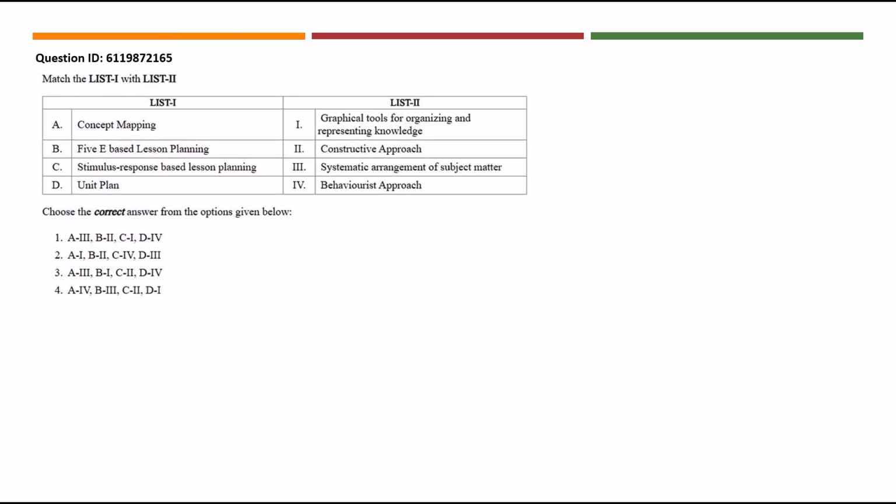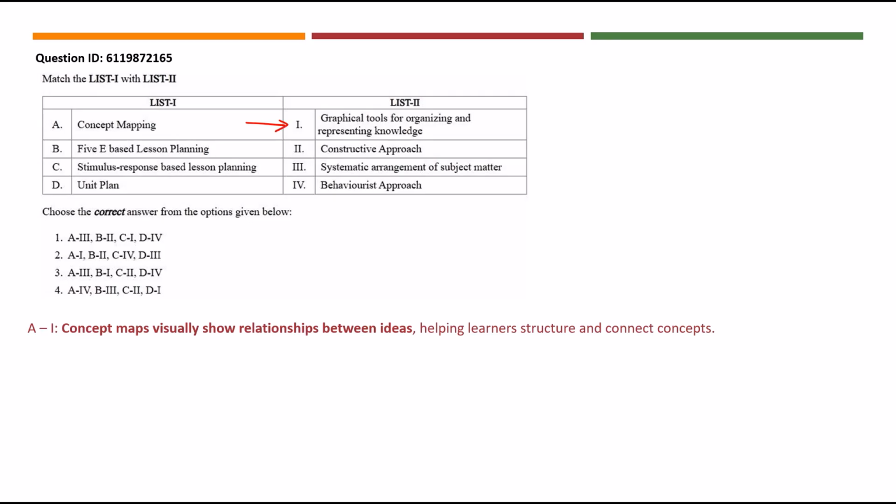Next question, match the list 1 with list 2. We have concept mapping, 5E based lesson planning, stimulus response based lesson planning and unit plan. We'll start with concept mapping. Concept maps visually show relationships between ideas, helping learners structure and connect concepts. So this can be equated to graphical tools for organizing and representing knowledge. A will be mapping to 1.